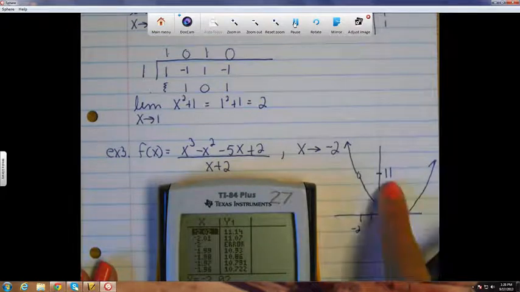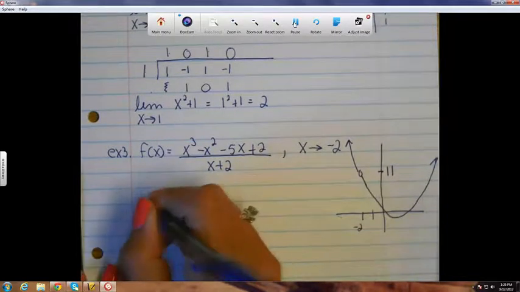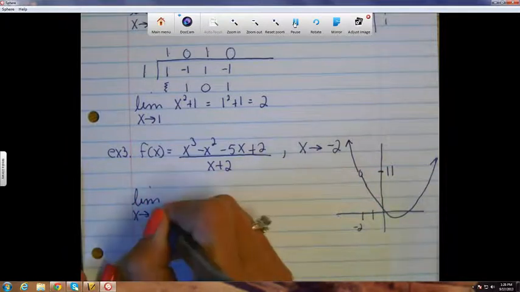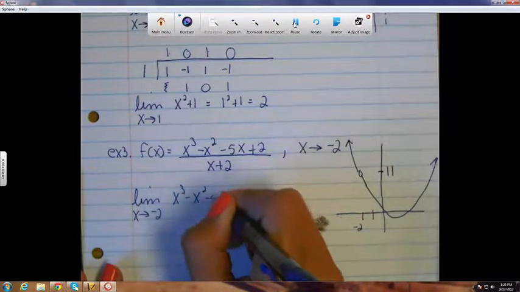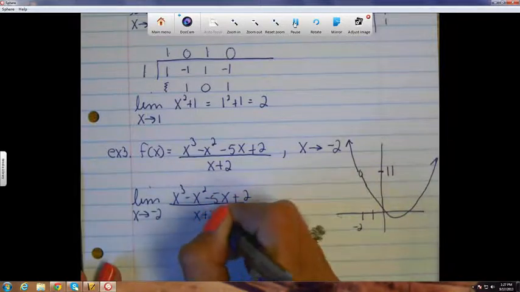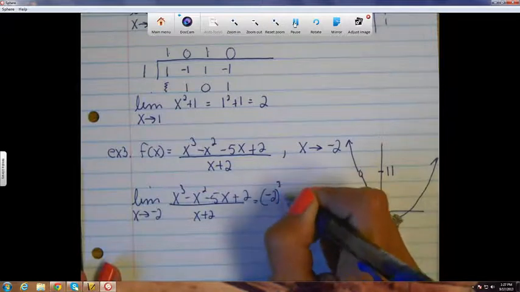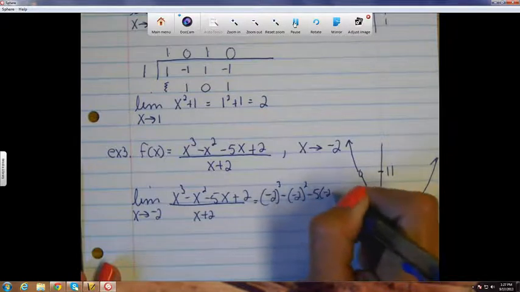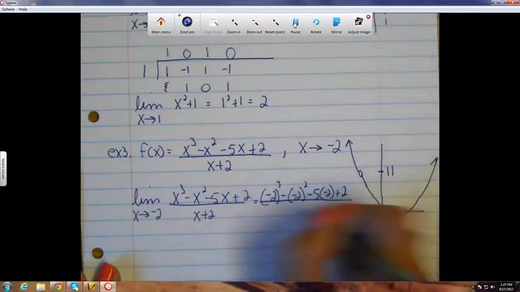So we'll know if we get close to 11, we did it right. Alright. So limit as x approaches -2 of x cubed minus x squared minus 5x plus 2 all over x plus 2. Substituting in -2 cubed minus -2 squared minus 5 times -2 plus 2, all over -2 plus 2.